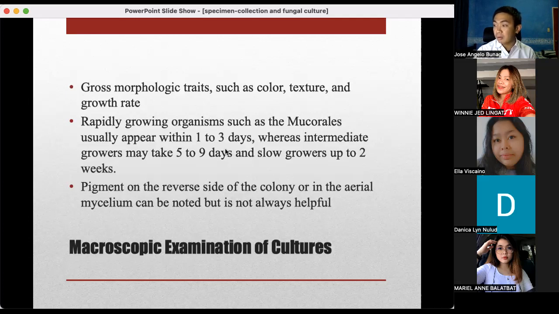For macroscopic examination of your culture, you just need to observe the colony description, kung woolly or cottony ba yung kanyang aerial mycelia, kung dark colony ba siya, kung delicate or cobweb ba yung itsura niya. So those are the things you may consider for your colony description. So basically, those are the way for us to collect specimen for fungal culture.